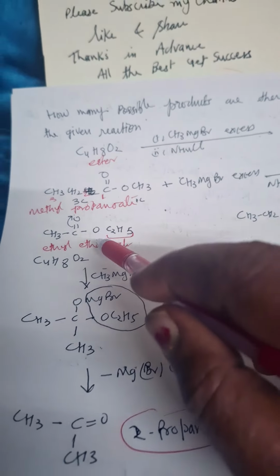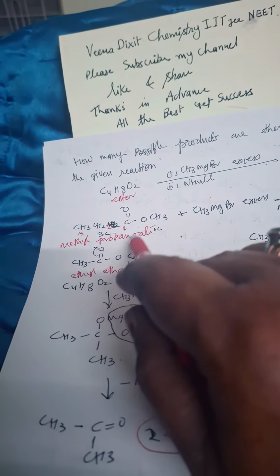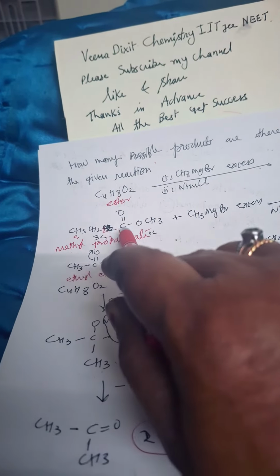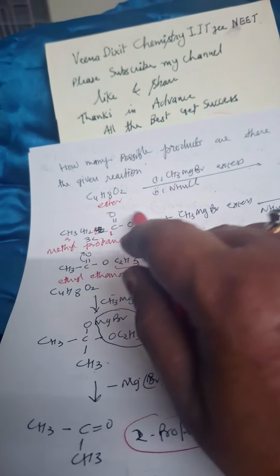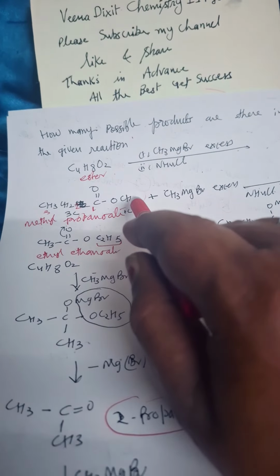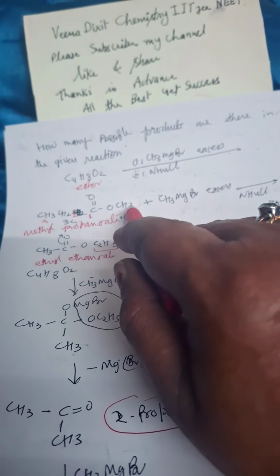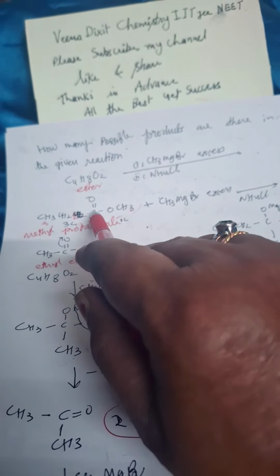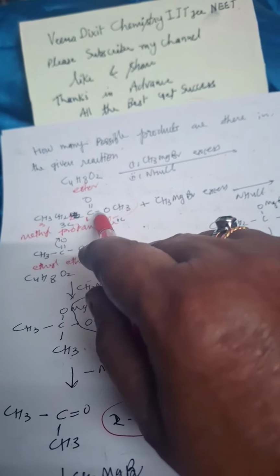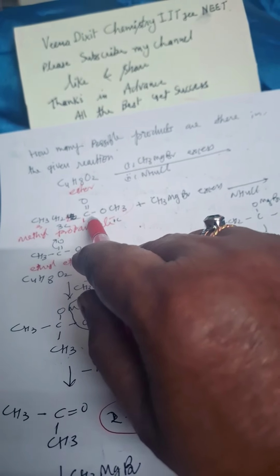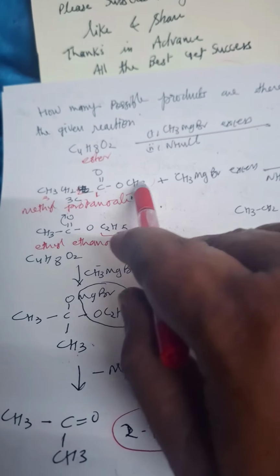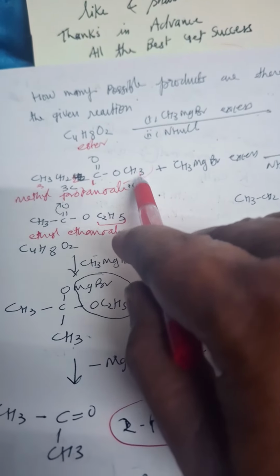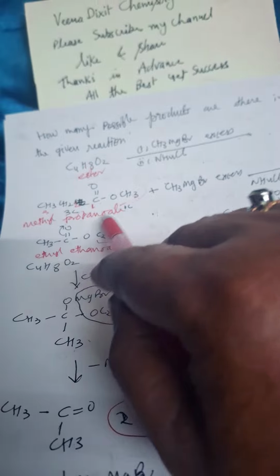So I have drawn two isomers. The first is methyl propanoate, with a total carbon count of 1, 2, 3. Here in the ester, this is the ester grouping. One CH3 group is in the ester, which is why we call it methyl. How many carbons are in the acid? 1, 2, 3. So which acid was this? It is propanoic acid, where one H is replaced by this OCH3 group. So here it will be methyl propanoate.